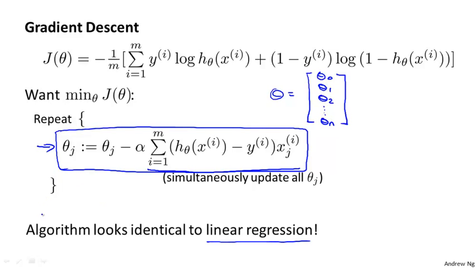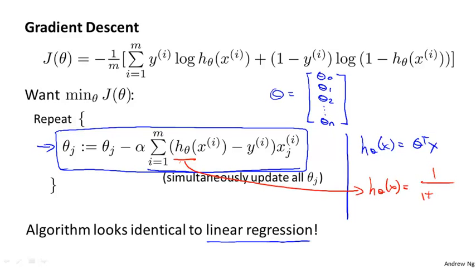So are linear regression and logistic regression different algorithms or not? Well, this is resolved by observing that for logistic regression, what has changed is the definition of the hypothesis. Whereas for linear regression we had h of x equals theta transpose x, now the definition of h of x has changed and is instead 1 over 1 plus e to the negative theta transpose x. So even though the update rule looks cosmetically identical, because the definition of the hypothesis has changed, this is not the same thing as gradient descent for linear regression.